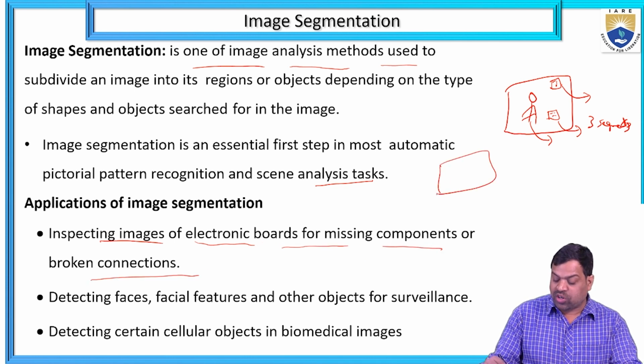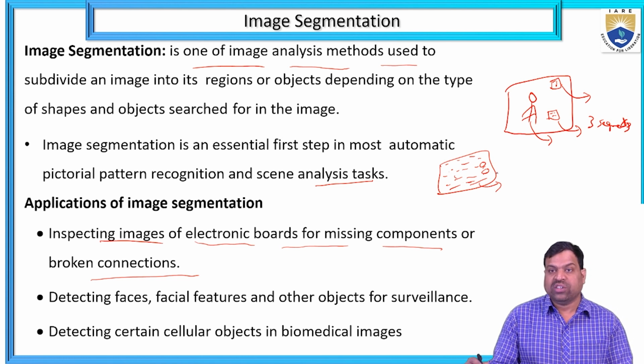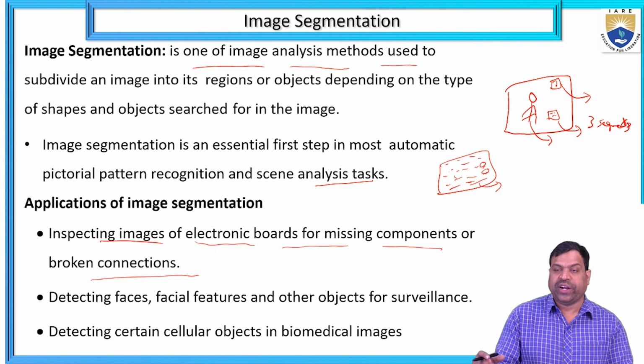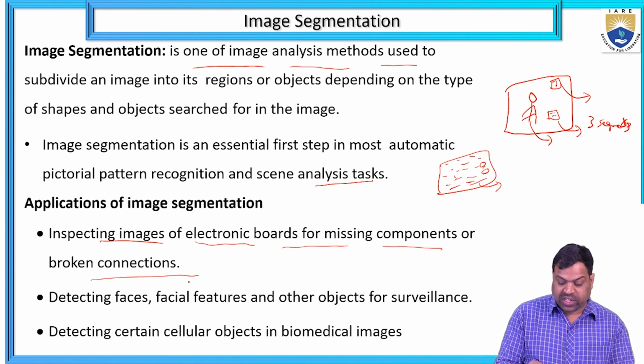Suppose I am taking one electronic component. There are different ICs, and many small devices. How many are there? First we have to take that one. After that, using image segmentation, if any of the objects is missing, it will be shown. How many are there in the frame? On the original, how many are there? After that, how many are there? So image segmentation is finding out what objects are there in the electronic board and the broken connections.